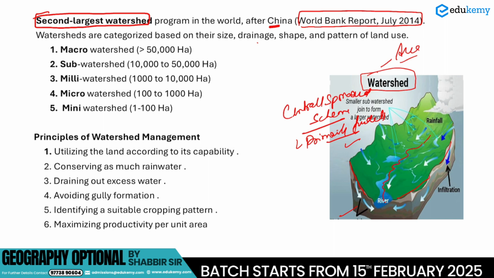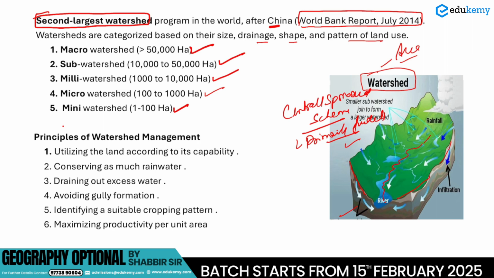Let us see how watersheds have been categorized on the basis of their size, drainage, shape and pattern of land use. Macro watershed covers an area of more than 50,000 hectares. Sub-watershed covers between 10,000 to 50,000 hectares. Milli watersheds cover 1,000 to 10,000 hectares. Micro watershed covers 100 to 1,000 hectares of land. Mini watershed is the smallest one, which spans from 1 to 100 hectares.